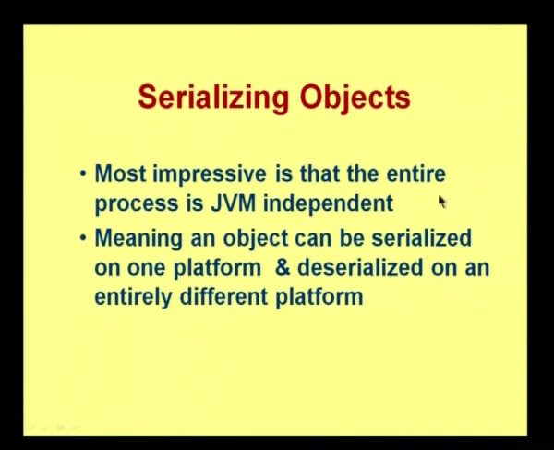Most impressive is that the entire process is JVM independent, meaning an object can be serialized on one platform and deserialized on an entirely different platform. We know what is platform independent. We have already seen that Java is a platform independent language, whereas the JVM is platform dependent. Whenever we install the JVM, the one for the corresponding operating system, platform and architecture will be installed in your system. So your JVM is platform dependent, whereas Java is platform independent.